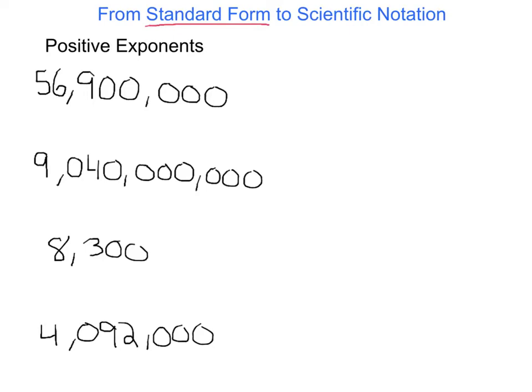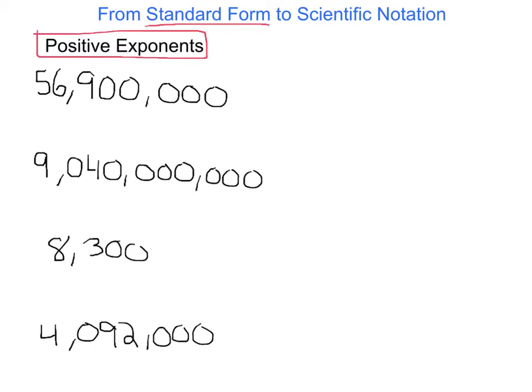56,900,000, 9,040,000,000, 8,300, and then 4,092,000. So those 4 numbers are all in standard form. So we're going to write them in scientific notation. And scientific notation will either have positive exponents or negative exponents. All of these cases will have positive exponents because the numbers are all greater than 1. Once the numbers are in between 0 and 1, so the really, really small numbers, we will have negative exponents.